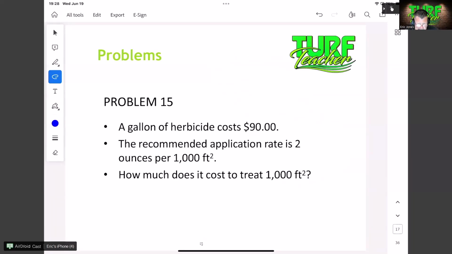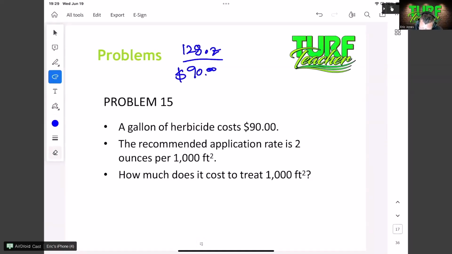Problem number 15. A gallon of herbicide costs $90. The recommended application rate is 2 ounces per 1,000 square feet. How much does it cost to treat 1,000 square feet? So, we've got 128 ounces, so many fluid ounces in a gallon. We got a gallon. It cost us $90.